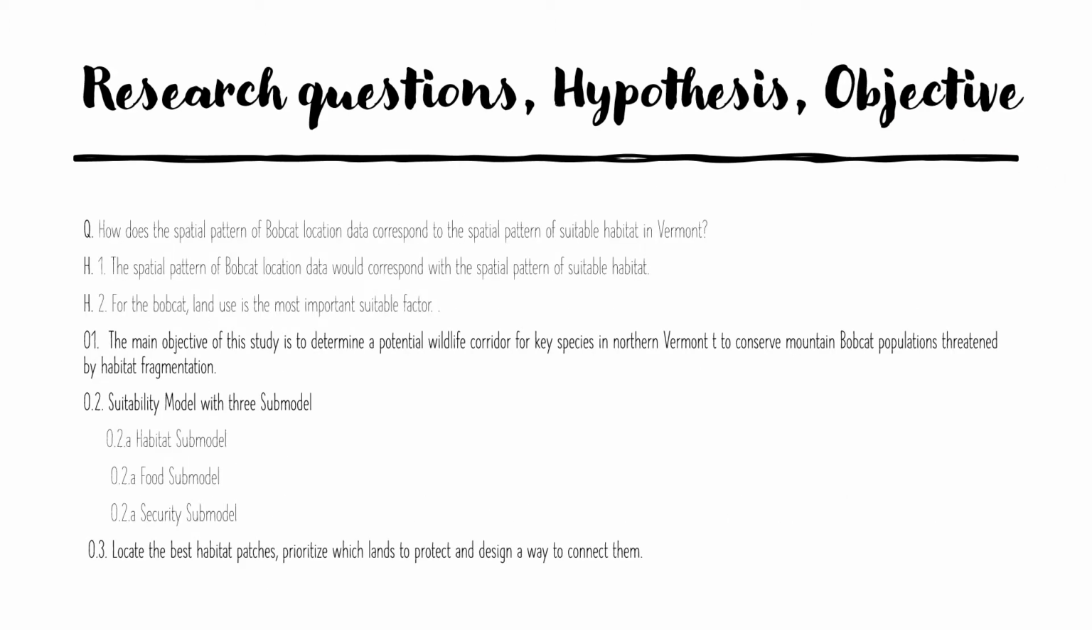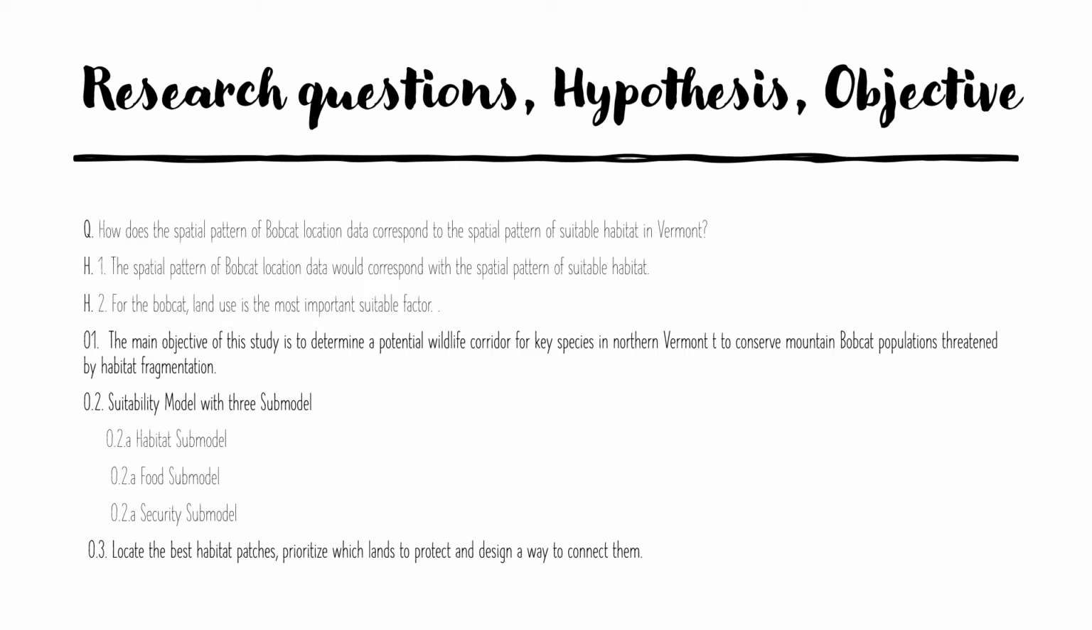With my research, I tried to answer the question: how do the spatial patterns of bobcat location data correspond to the spatial patterns of suitable habitat in Vermont? The main objective of this study is to determine a potential wildlife corridor for key species in northern Vermont to conserve the bobcat population threatened by habitat fragmentation.